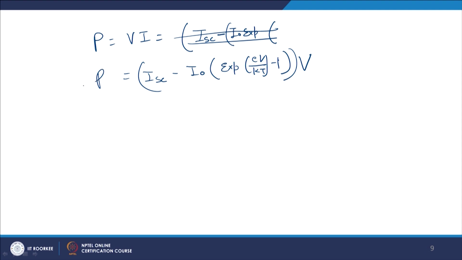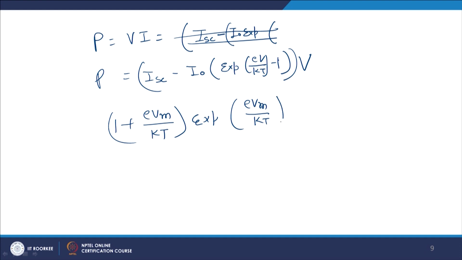And if you want to find the maximum power, we should differentiate with respect to voltage and put it equal to 0. Maximum power at what voltage? And when we do that, we get the expression 1 plus eVm by kT exponential of eVm by kT is equal to 1 plus I short circuit by I0. That is the condition for maximum power, and this gives the maximum current as Im.